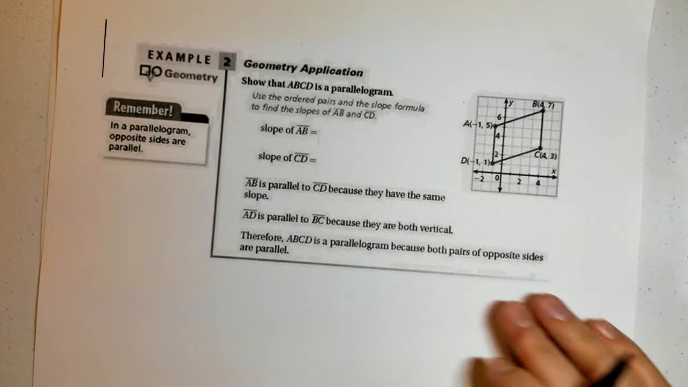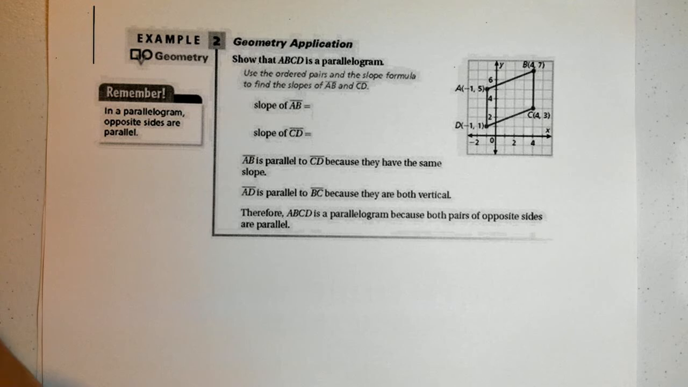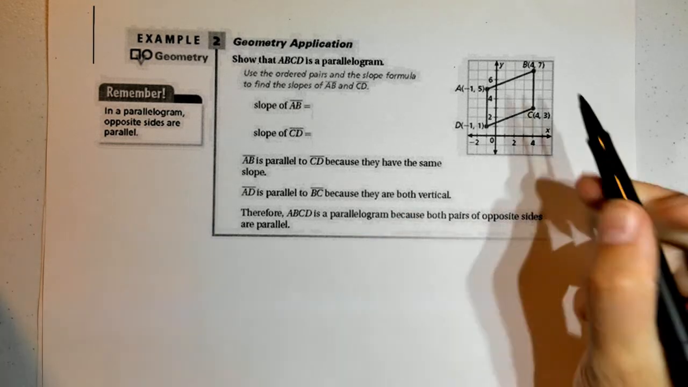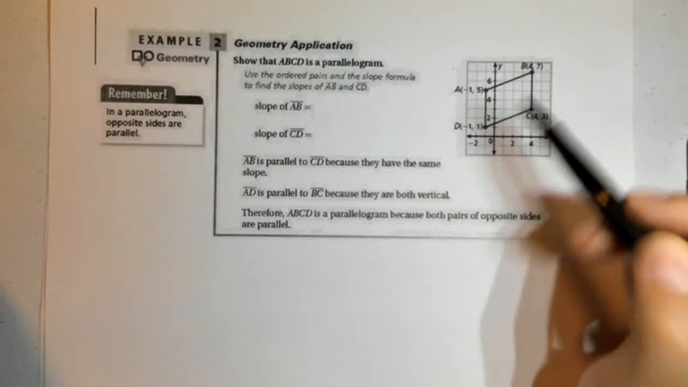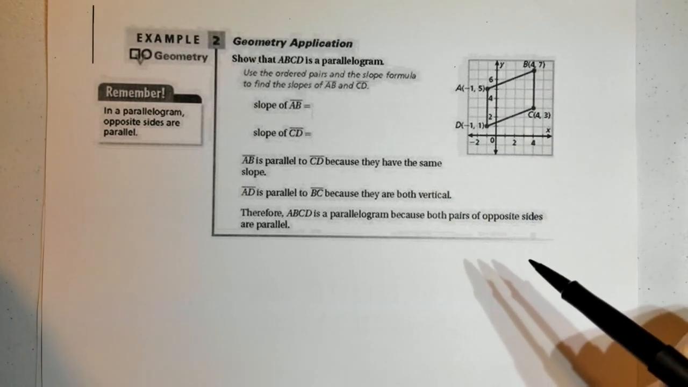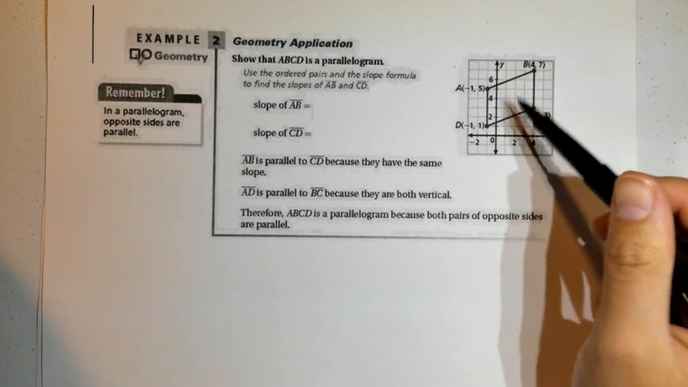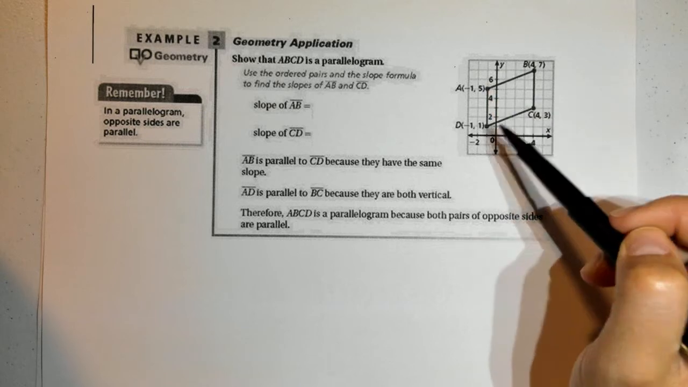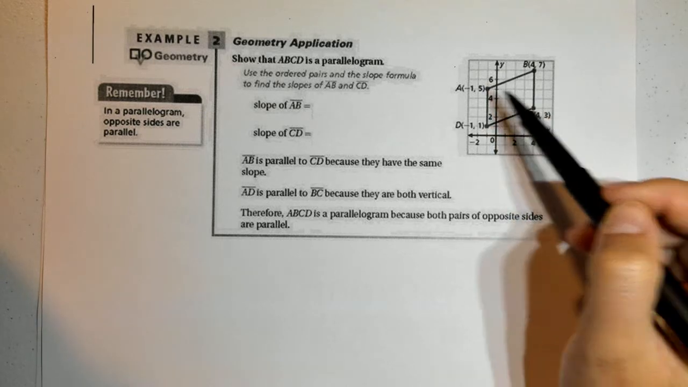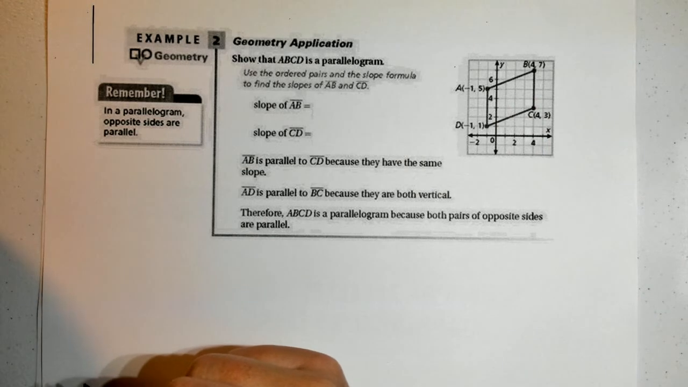So now we're going to go ahead and look at example 2. Geometry application. It says show that ABCD is a parallelogram. So here we have a shape on our coordinate plane. We don't know if it's a parallelogram yet, but remember in a parallelogram opposite sides are parallel. So this side AB needs to be parallel to DC. AD and BC need to be parallel.